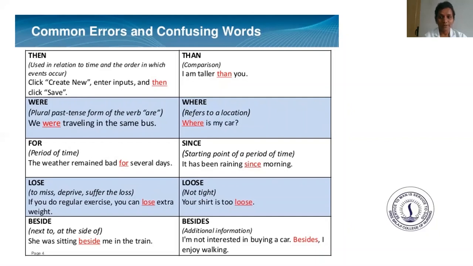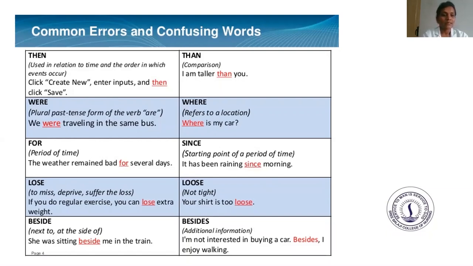And next is were and where. First, were is the plural past tense form of the verb are. We were traveling in the same bus. It is a verb, a past form of the verb. And where refers to a location. Where is my car?